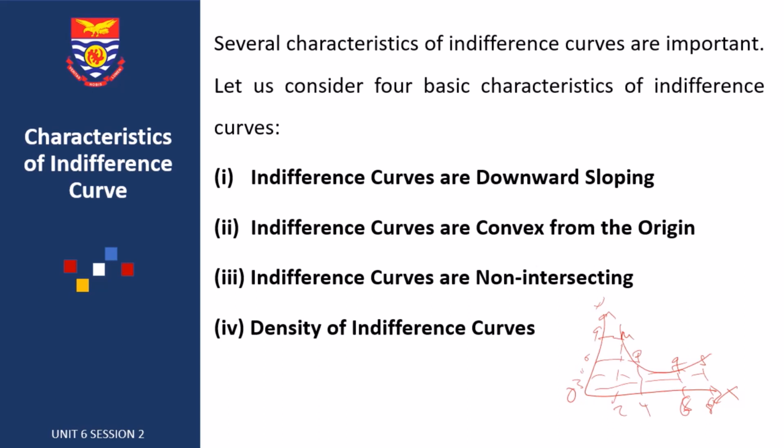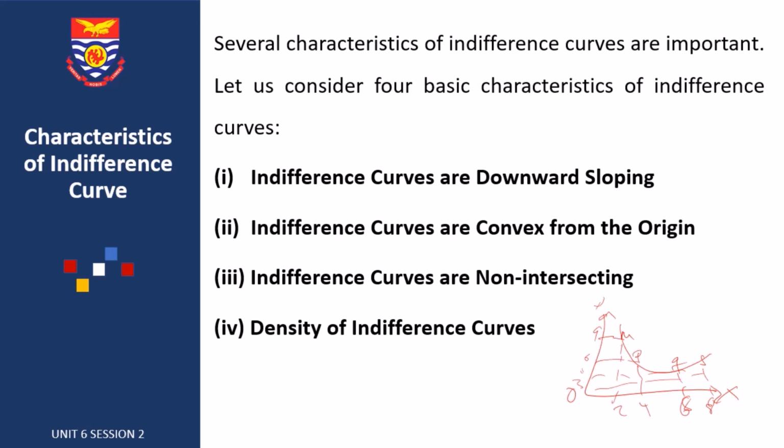Having less of y and more of x at point Q, the consumer is willing to give only 1 unit of y in return for 2 more units of x. And the MRS will now fall to 1 over 2.